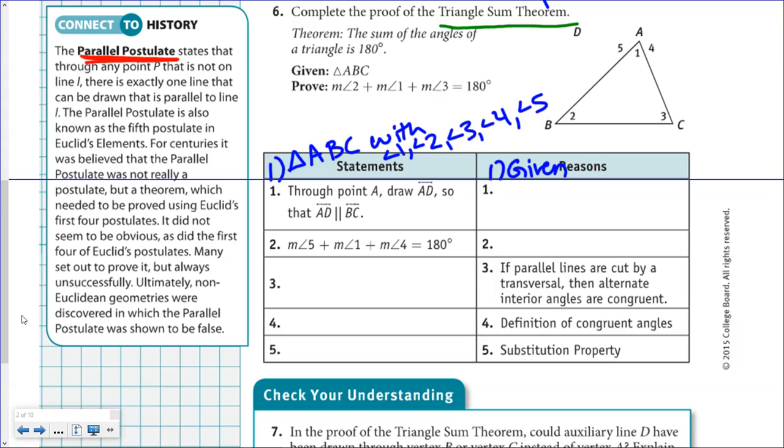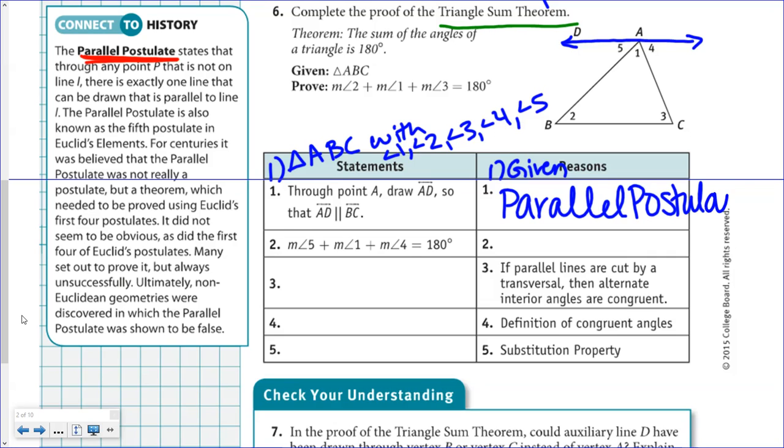So it says through point A, draw AD so that AD is parallel to BC. So I'm just going to drag my line so that I know that they're parallel. And the reason that I can do that is what we just talked about, the parallel postulate. From there, we know that angle 5, 1, and 4 equal 180 degrees by the angle addition postulate.